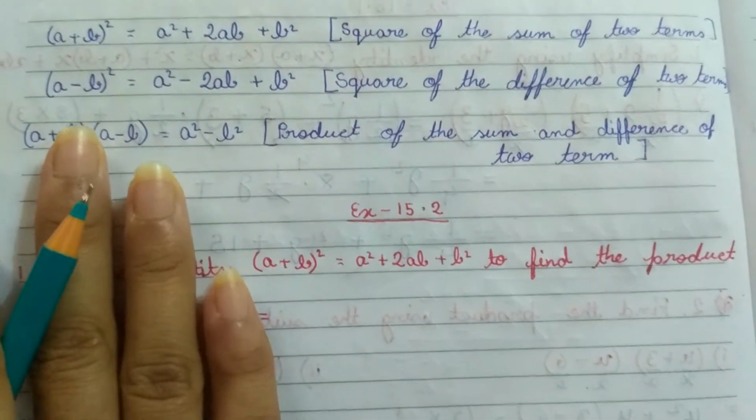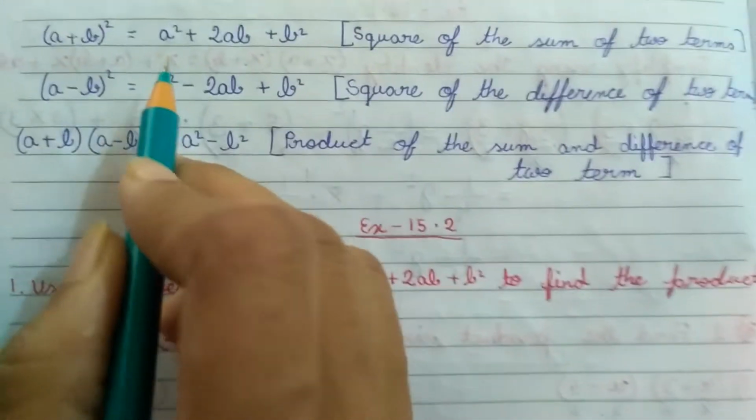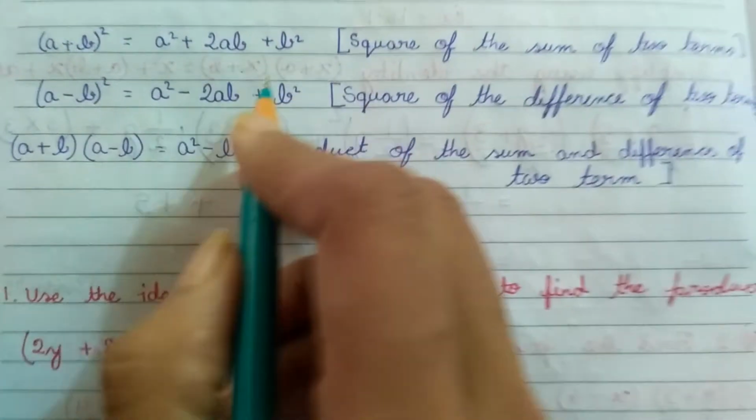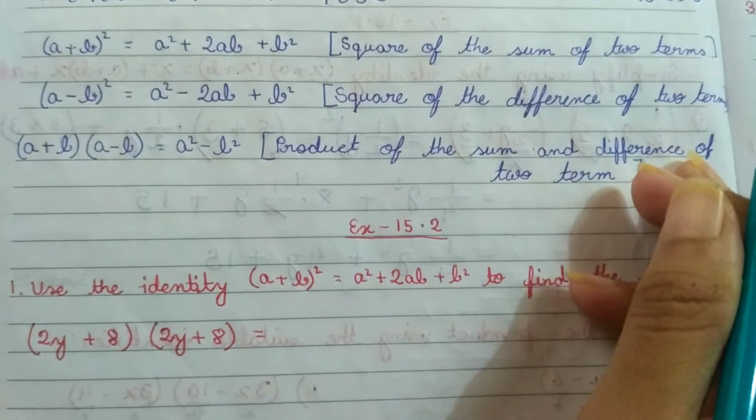Let's start a few new identities. First one is (a plus b) whole square. That is a square plus 2ab plus b square. These are the square of the sum of two terms.